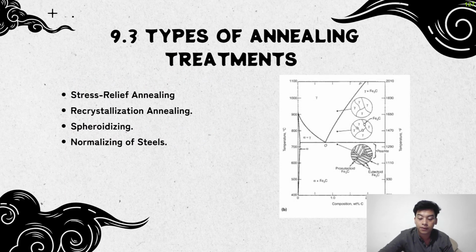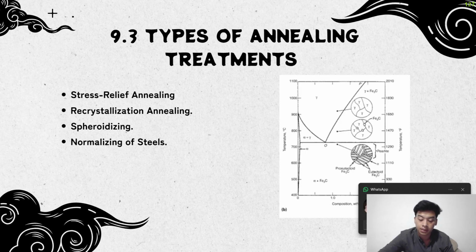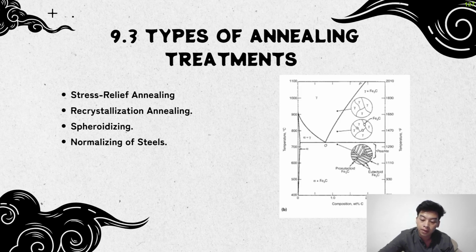Types of annealing treatment. Annealing treatments have various metallurgical purposes such as stress relief, recrystallization, and spheroidization. The figure also includes the temperature gradient for the normalizing of steels, which is a heat treatment to improve the uniformity of steel microstructure.